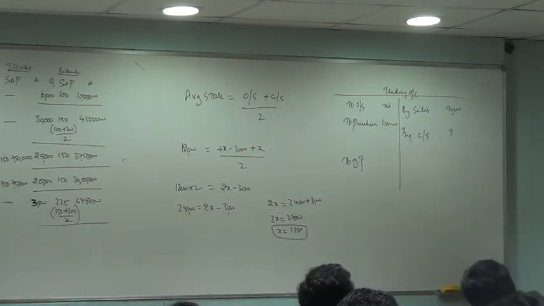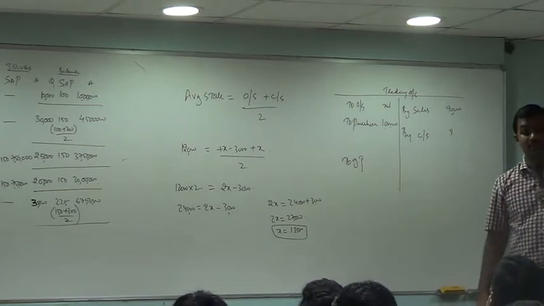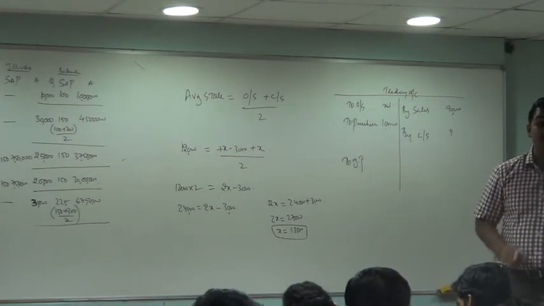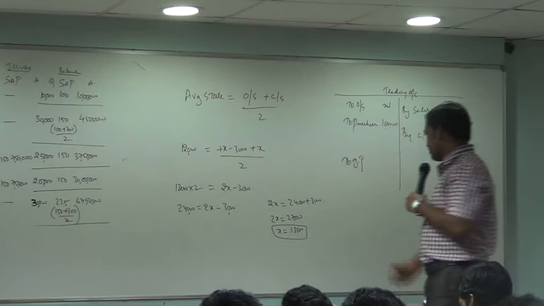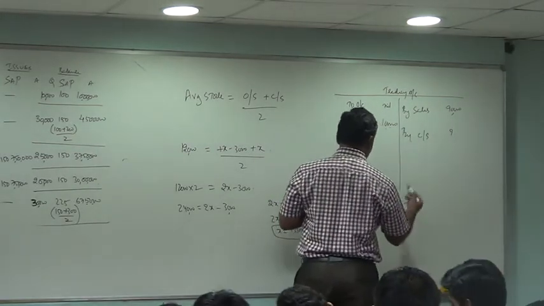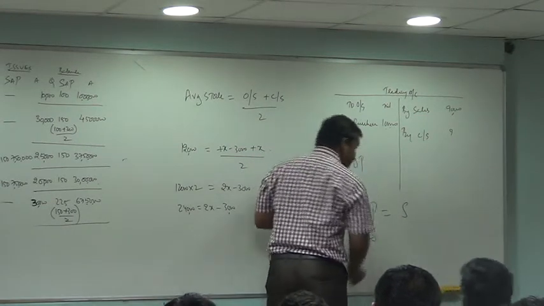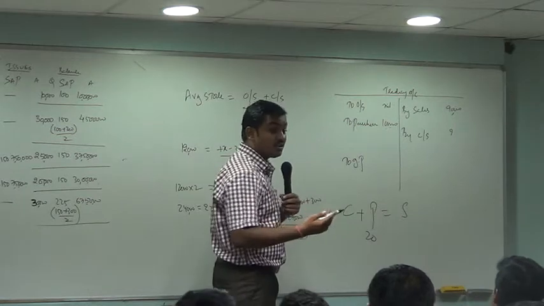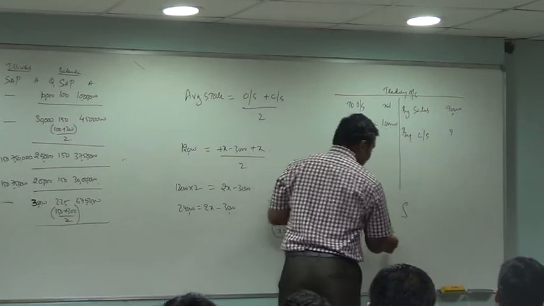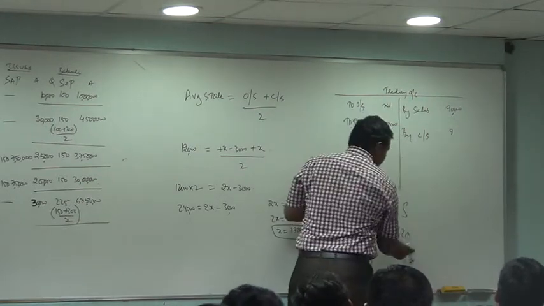Can you tell me the corresponding percentage on sales? If profit is 20% on cost, it should be 16.67% on sale. Or use this equation, if you have doubt: C plus P is equal to S. Profit is how much? 20% on what? On cost. Sales should be what? 120. Now this should be equal to this.